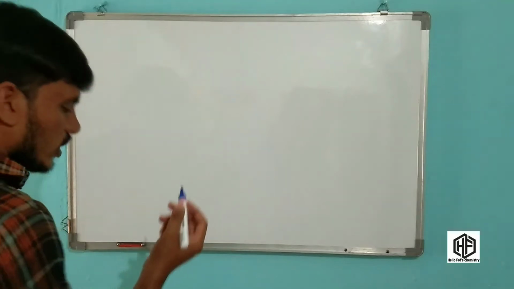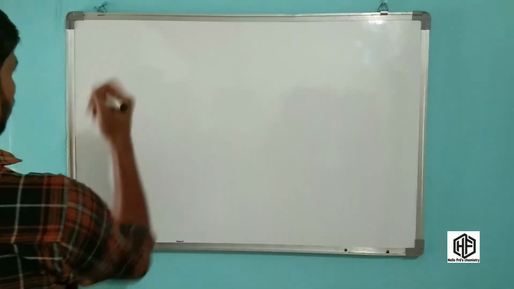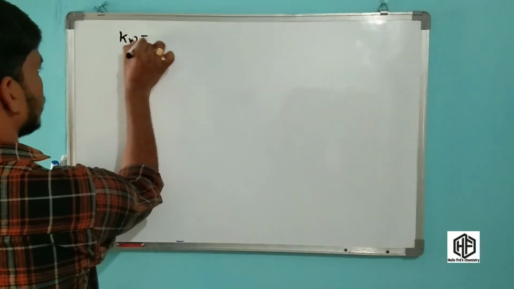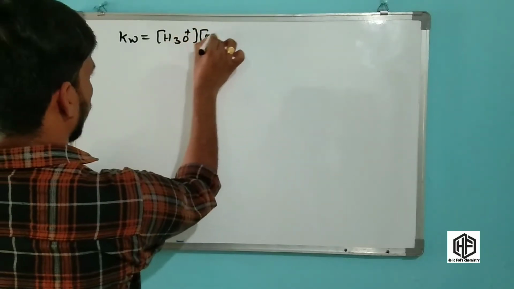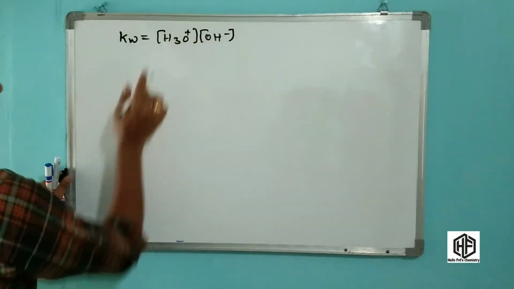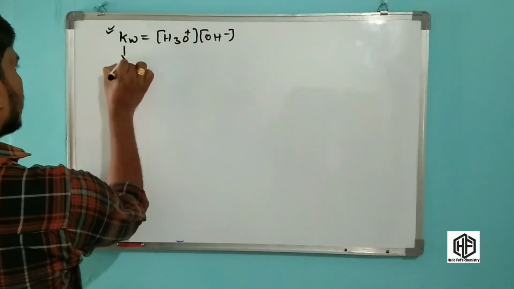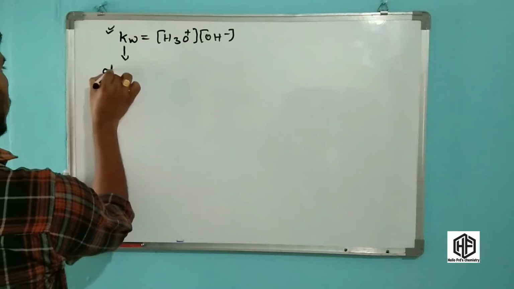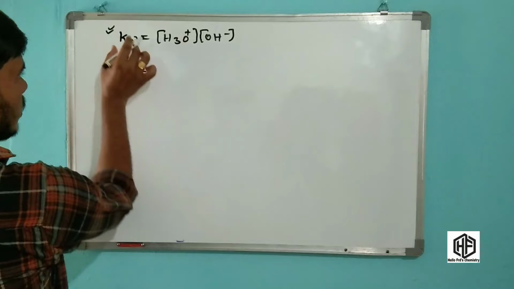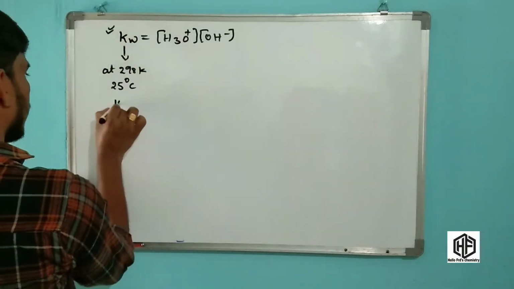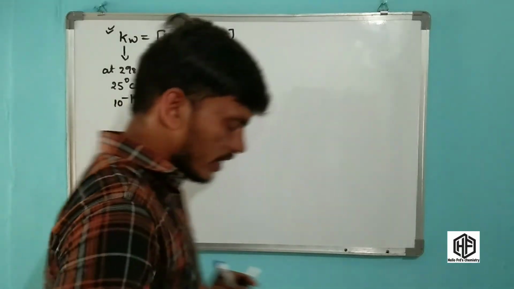Friends, you know that in my previous class I talked about the ionic product of water. The ionic product of water is Kw, equal to the concentration of hydronium ion into the concentration of hydroxide ion. This is called the ionic product of water. The Kw value at 298 Kelvin or 25 degrees Celsius is 10 to the power of minus 14. This is very important, friends.